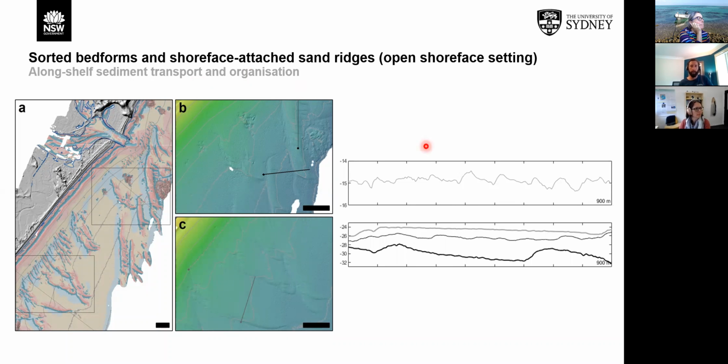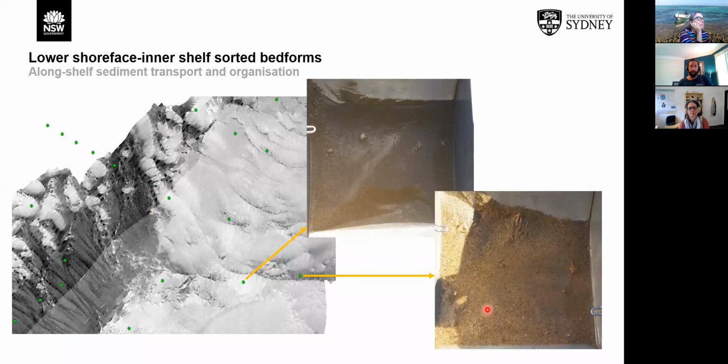So we've identified some sorted bed forms and some larger features that appear similar to shore-face detached sand ridges that have been described elsewhere. You can see the morphology here is up to about 4 meters relief. The LiDAR is useful for identifying features, but the vessel-based research is really fundamental for finding out exactly what they are and what that means.